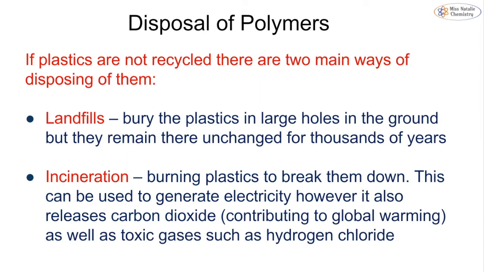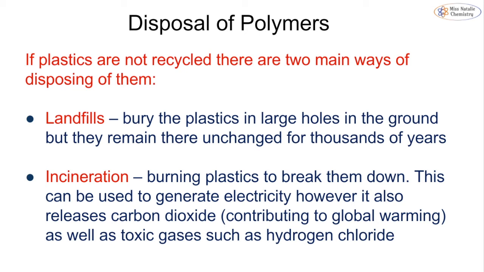So if we don't recycle plastics, which is a small proportion of the plastics that we use, there are two main ways that we dispose of them. The first one is using a landfill, and the landfill is basically a huge pile of plastics and waste that are then buried in large holes in the ground. However, they remain there for thousands of years, and landfills are quite unsightly and we don't really like to use them, but it is one possibility.